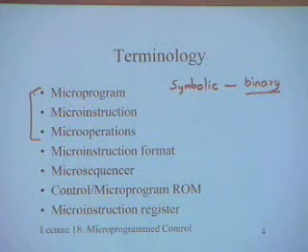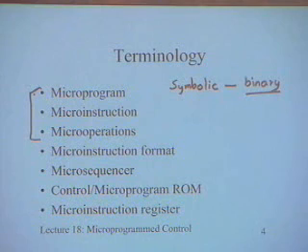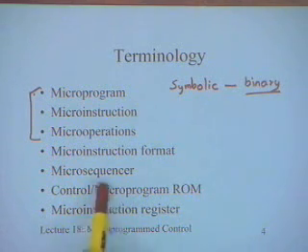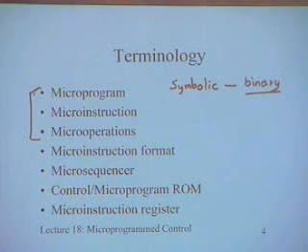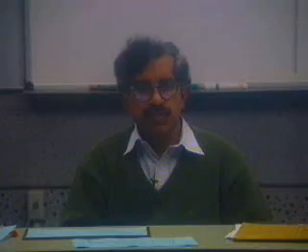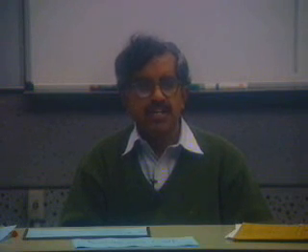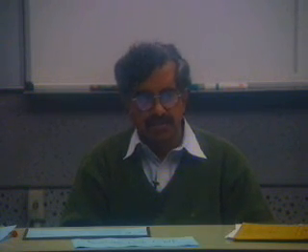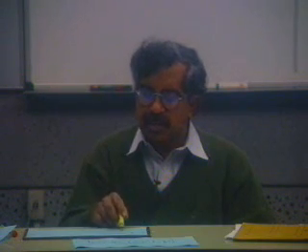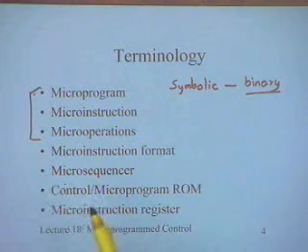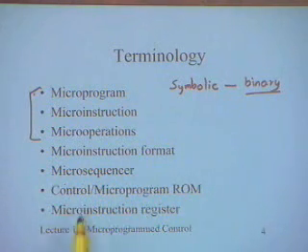Microsequencer is a very key component of the microprogrammed control, and the role of a microsequencer is to control the sequence of micro instructions that are generated. Typically, as we will see in the next diagram, it is called the next address generator. You have generated an address which corresponds to the present micro instruction. We have to generate an address corresponding to the next micro instruction, and that's the microsequencer. So it's sort of the heart of the design which does the sequencing of the control unit.